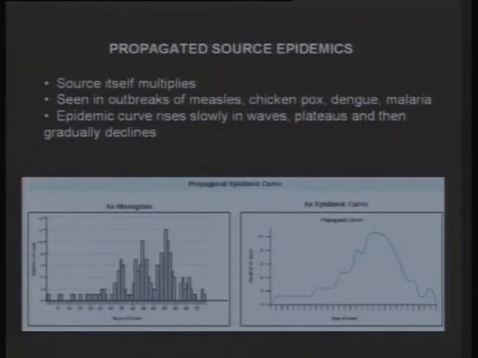The next type is a propagated source of epidemic, where the source itself is multiplying. One case of measles passes it to 5 of his classmates, say a school child. Those 5 in turn infect another 5. So that is what is being depicted. And here slowly waves are formed. There are notches in between, peaks, and then gradually it declines. And this is typically seen in chickenpox, dengue fever, even malaria.